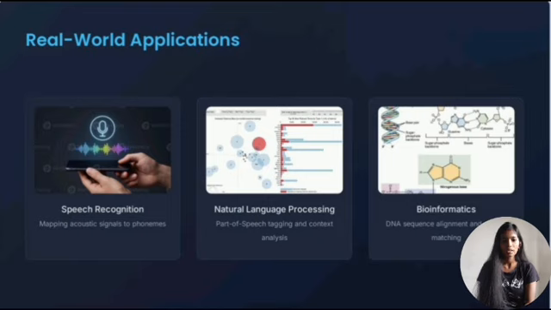And in speech recognition, they are the backbone of mapping audio signals, the observations, to actual spoken words, the hidden states. Understanding HMMs gives us a powerful lens to analyze sequential data across almost any domain.